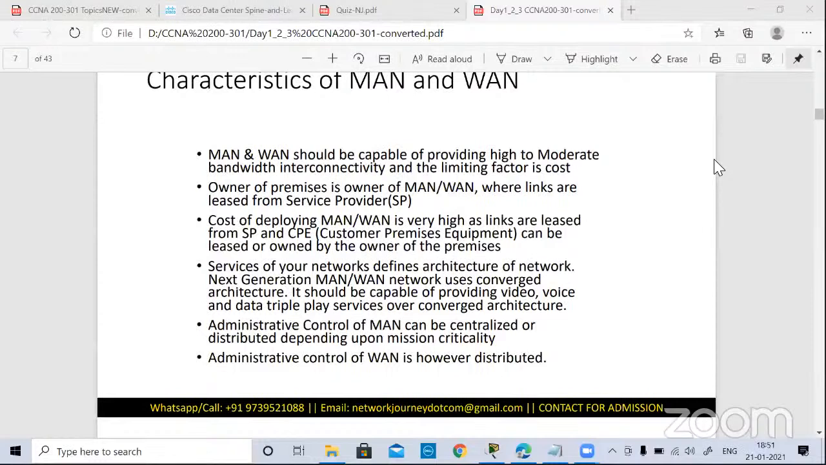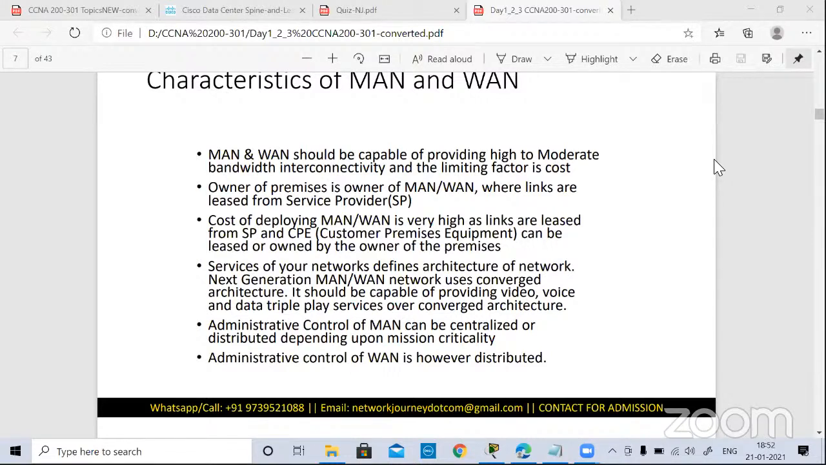So the services of your network define the architecture of the network, that is what I just said. The next generation MAN WAN network uses a converged architecture. It should be capable of providing data, voice and video services over a converged architecture. That means we don't lay down a different network for a data service, for a voice service, or for a video service. We are architecting a network so that all the services can utilize the same architecture. That is the next generation converged architecture. Converged means you are taking all three services over one single architecture.